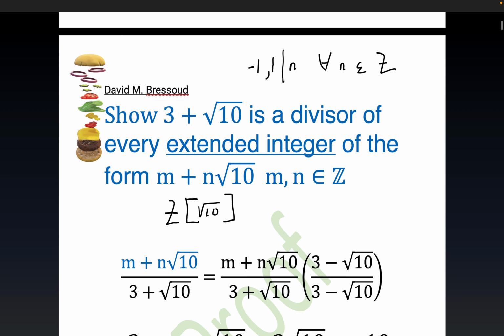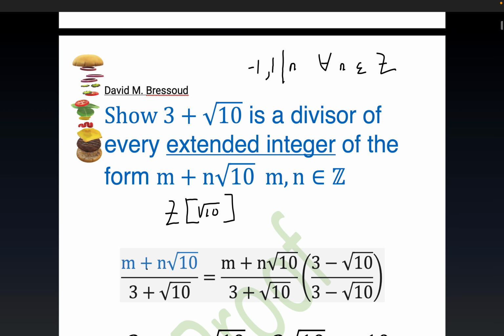Now, anyway, I took just a typical element in this thing called extended integers. And by the way, folks, I got this out of a number theory book by David Bressoud. An excellent number theory book with some great homework problems, much different problem set than what you see in the more current number theory textbooks. Okay, but we're trying to show that if you take a general extended integer and divide it by 3 plus root 10, you get another element in the set, another element in this form of m plus n square root of 10, okay?